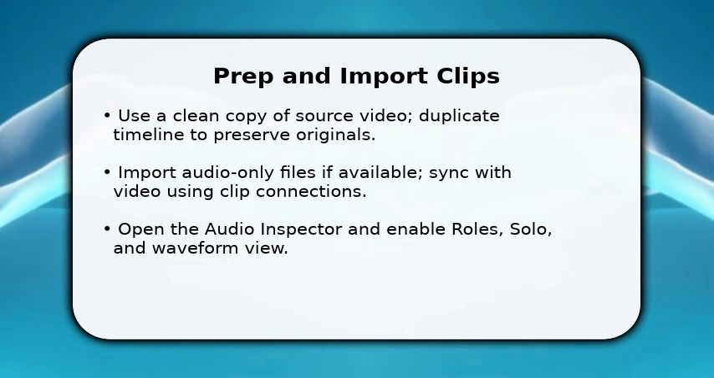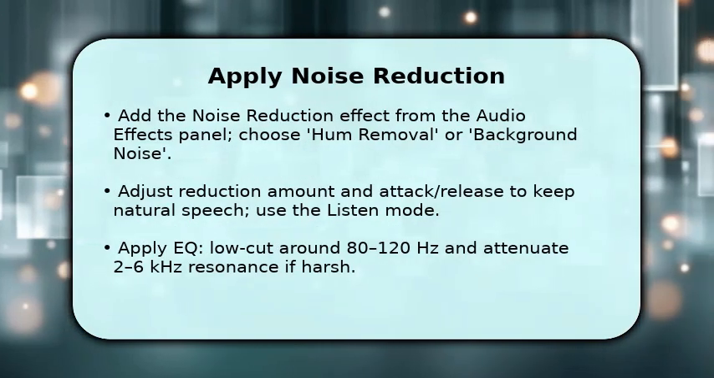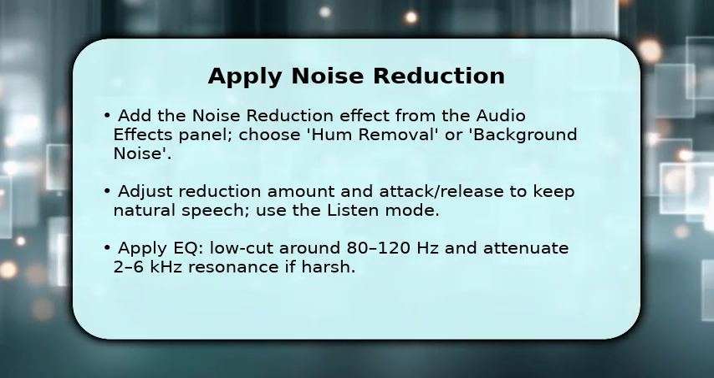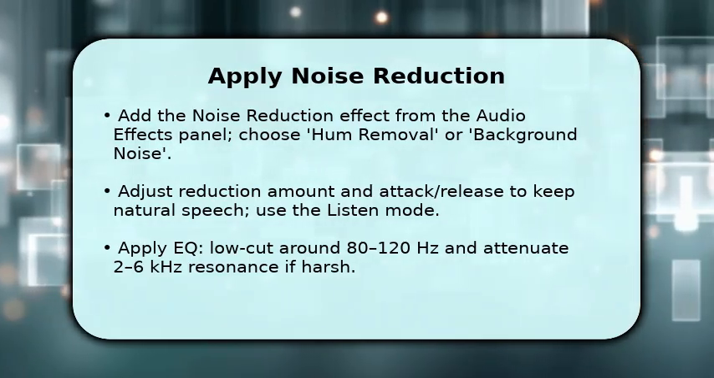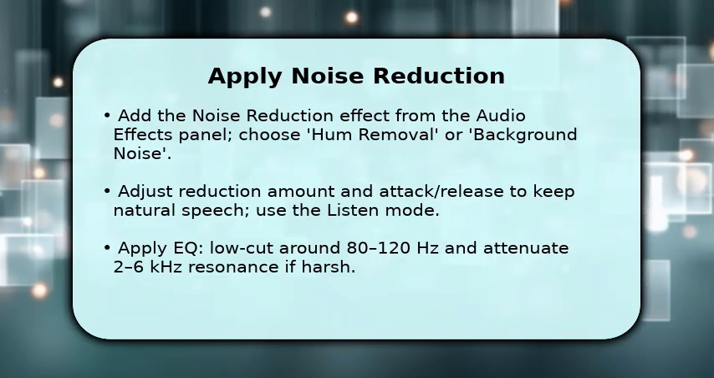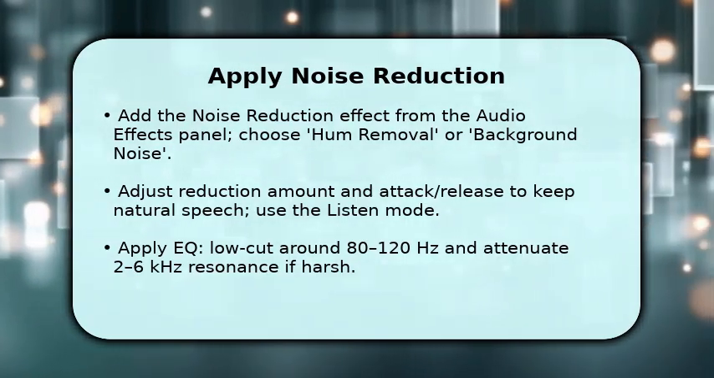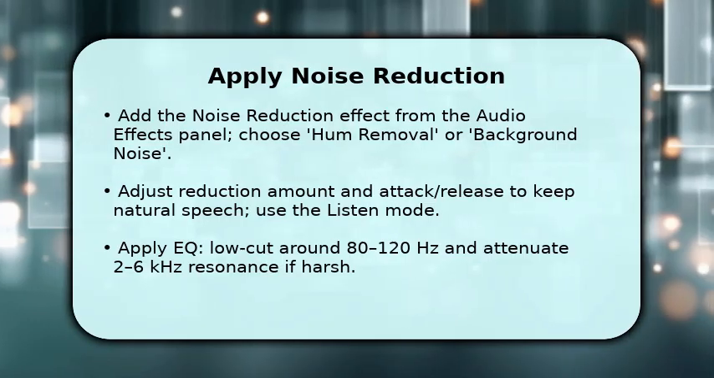Now apply Final Cut Pro's noise reduction effect to the problematic clip and select the background preset that matches your noise type. Once applied, dial the reduction amount while using listen mode so you hear changes in real time. Reduce artifacts by tweaking attack and release settings.